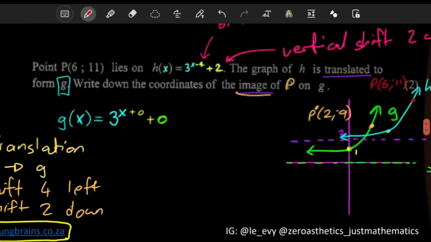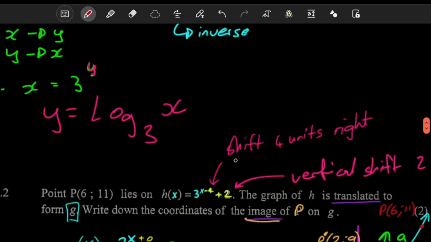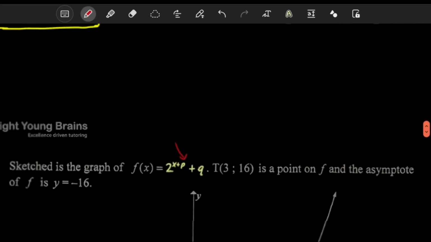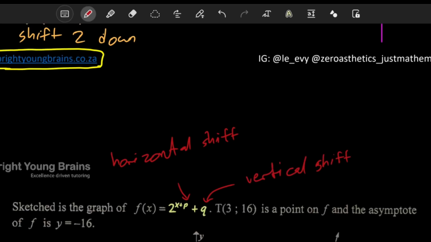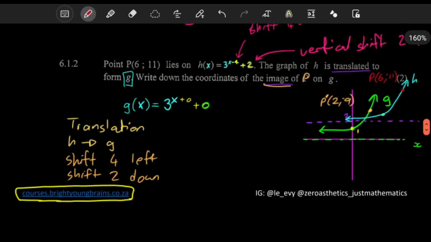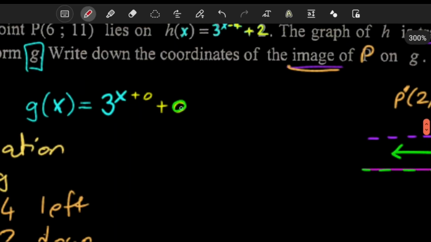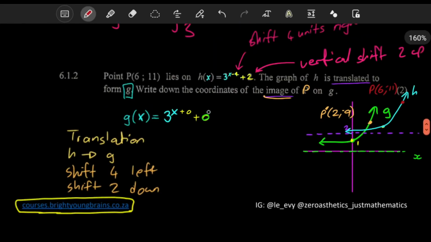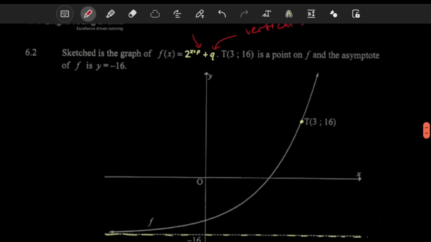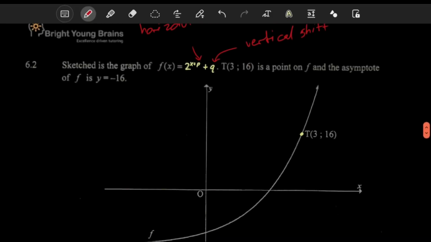P is just a horizontal shift, meaning it's a shift from left to right. Q, this is your asymptote, yes, but it's still just regarded as a vertical shift. Your vertical shift for an exponential graph also gives you an idea of your asymptote, because initially there's no vertical shift, which is you knowing that your asymptote runs along the x-axis. But then the moment your graph is played around with, then you're going to get changes. So anyways, for 4 marks they say we should get p and q.